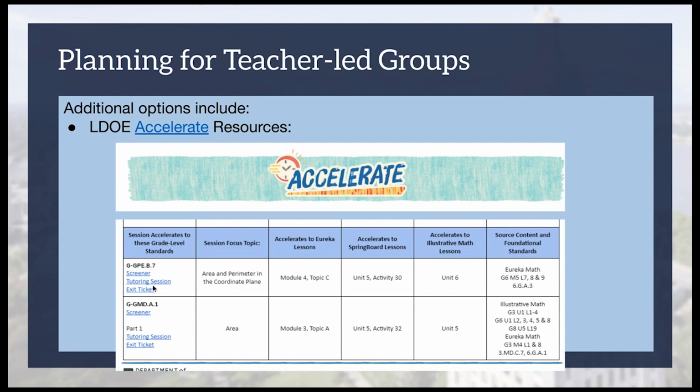Then here is the tutoring session. The tutoring session involves a slide deck where you go through things based on the standard to help students with area and perimeter in the coordinate plane. And so then after you're done doing that small group with the teacher leading it, then you can have the students practice or move to another small group. And then at the end of the class, you can have those students, or whichever students you have working on the standard, complete the exit ticket to see if they have a better understanding of the skill.